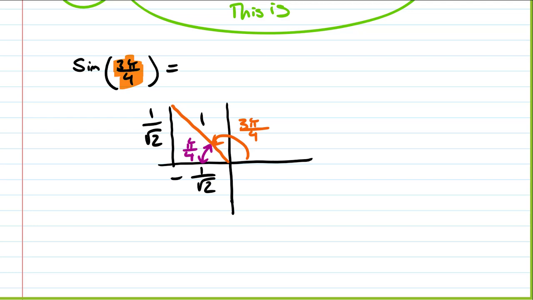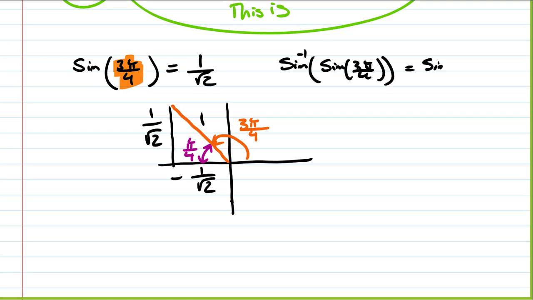So our sine here, the sine of 3 pi over 4, sine is opposite over hypotenuse. So this would just be 1 over the square root of 2. So then the sine inverse of the sine of 3 pi over 4 is the same as the sine inverse of 1 over the square root of 2. But the domain of the sine inverse is between negative 1 and 1, and its range is negative pi over 2 to pi over 2.